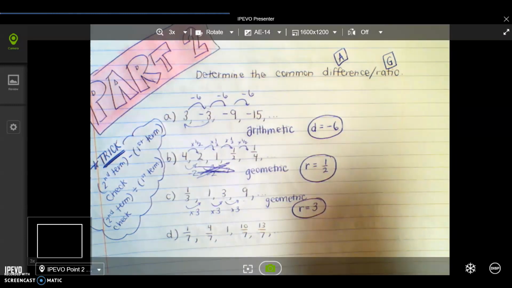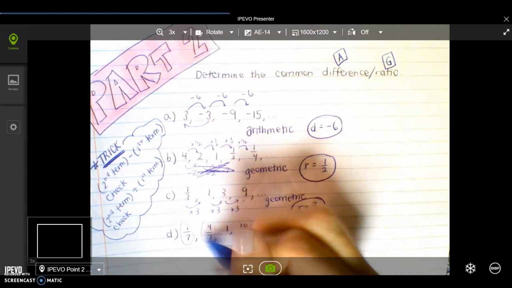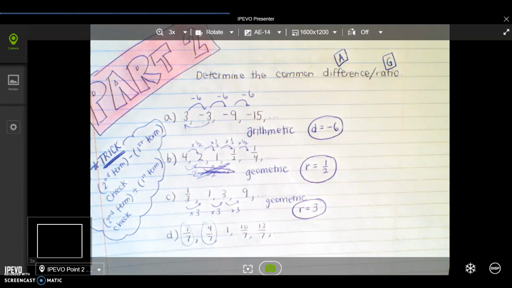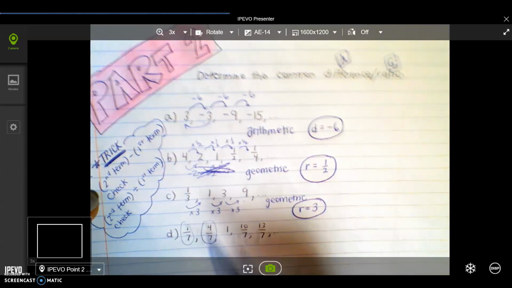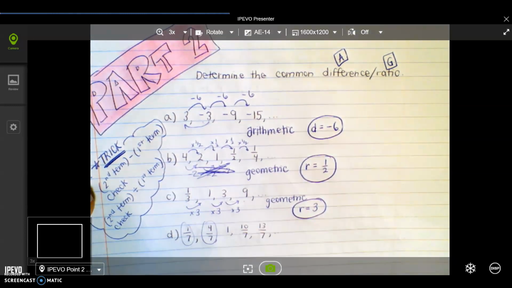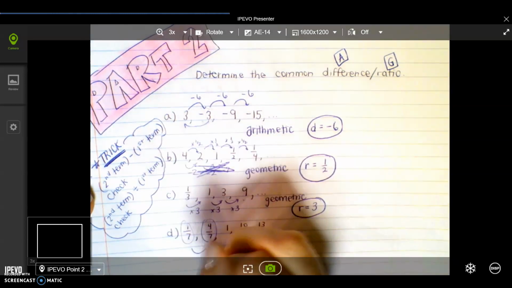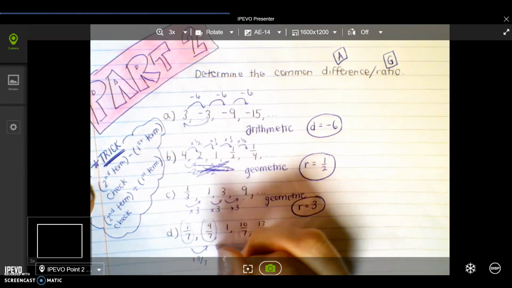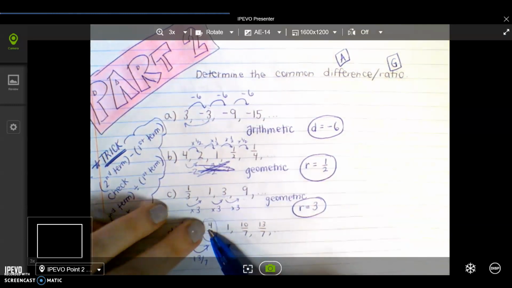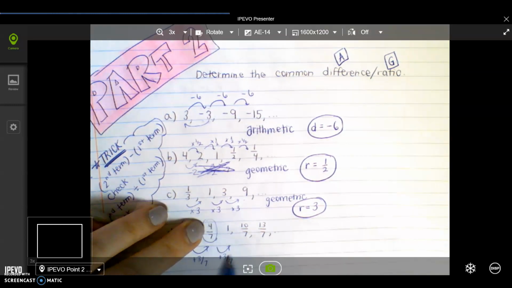And then for letter D, I'm going to use the first two terms. They're both fractions and they both have common denominators. So I can easily add, subtract, or multiply these by a number because I have common denominators. So I'm going to start by subtracting. Second term, 4/7 minus 1/7 is 3/7 left. 4 minus 1 is 3. And let's check and see if that's my pattern. 1/7 plus 3 more 7ths is 4/7. 4/7 plus 3 more 7ths is 7/7, which is 1.